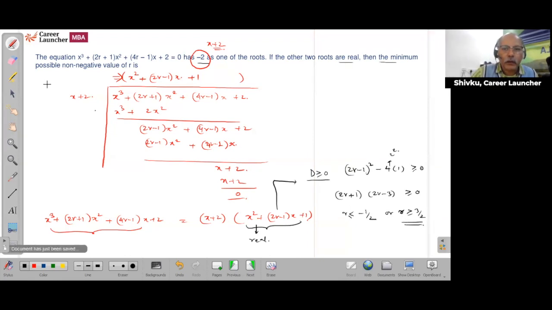But what is it that we are looking for? We are looking for the minimum possible non-negative integer value of r. It should be an integer value, right? Non-negative integer value. So hence you'll find that the minimum such value has to be r is equal to 2.